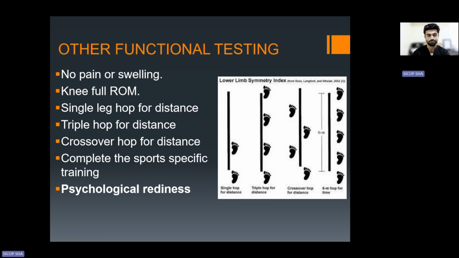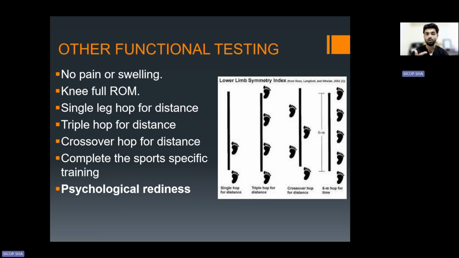Now there are many functional tests we can see in the image: single leg hop for distance, triple hop for distance, and crossover hop for distance. These are the three tests. In the first, we can see the single leg hop for distance. So we check the unaffected leg first. The athlete has to hop on a single leg, and we check the distance of the affected versus unaffected leg. Now this distance should match 95% symmetry for returning to sports.